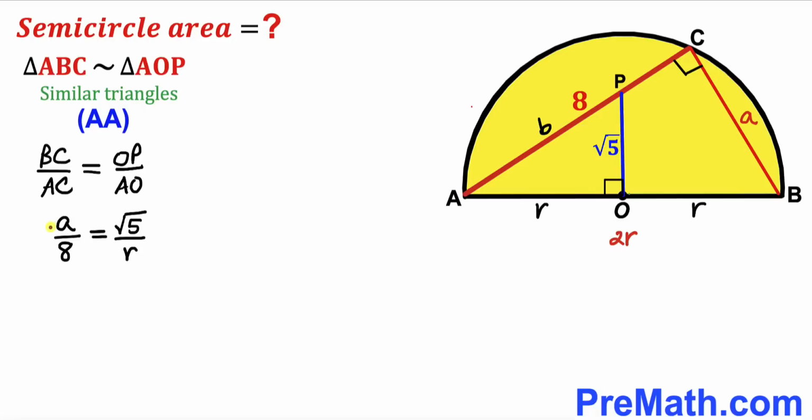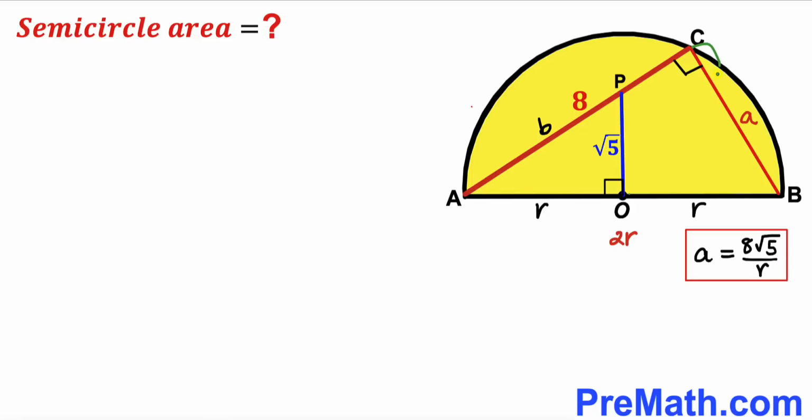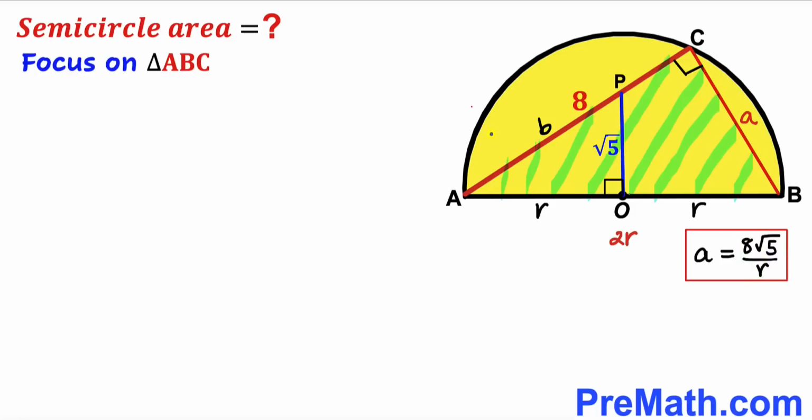And here in this next step, I am going to multiply both sides by 8 to isolate a. This 8 and 8 is gone. So therefore our a value turns out to be 8 times square root of 5 divided by r. So therefore this BC length, which is represented by a, turns out to be 8 times square root of 5 divided by r. And here's our next step.